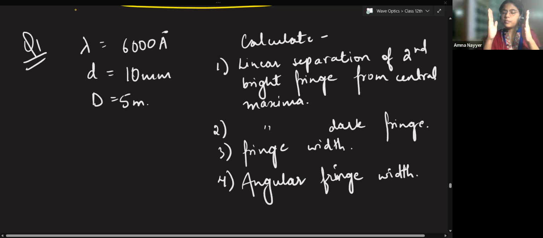So capital D is the separation between the slits and the screen, and small d is the separation between both the slits. So lambda is 6,000 angstrom. Separation between the slits is 10 millimeter, and the separation between the screen and the slits is 5 meters. You have to first find out the linear separation of bright fringe from central maxima. So it means same Y formula we'll use, but linear separation of second bright fringe is given. So now you know n is 2, second bright fringe. So linear separation's formula for bright fringe we will use. It means Y is equal to n lambda D by d.